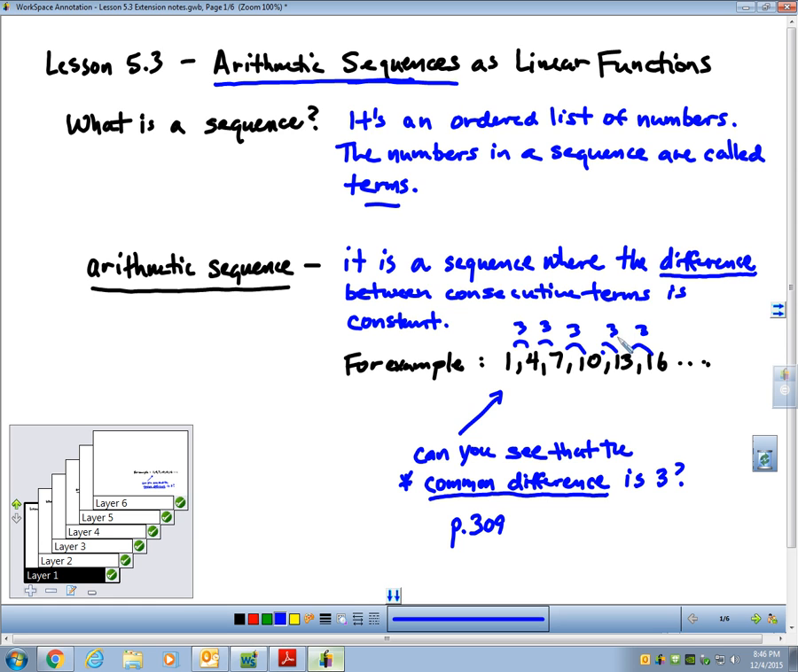One of the things you're going to have to do in the assignment today is on page 310, 1 through 3, to determine if a sequence is arithmetic. In other words, does it have a common difference? I misspoke earlier, I meant to say common difference.